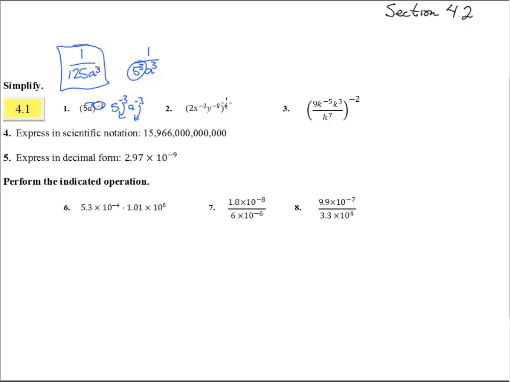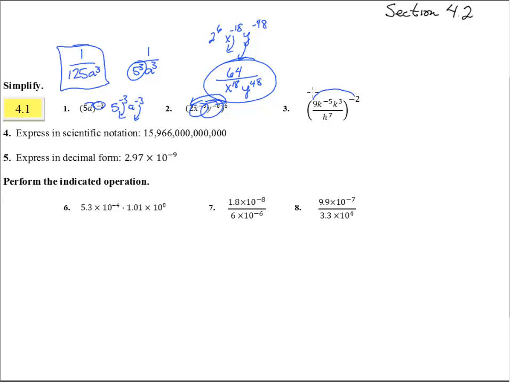Number 2. This 6 applies to the 2, it applies to the x to the negative 3, and it applies to the y to the negative 8. So we get 2 to the 6th, x to the negative 18, y to the negative 48. These guys go down because of that negative exponent. So we have 2 to the 6th on top. 2 to the 6th is 64. That's 2 times 2 times 2, 6 times. Then we have x to the 18th on the bottom and y to the 48th on the bottom. There we go.